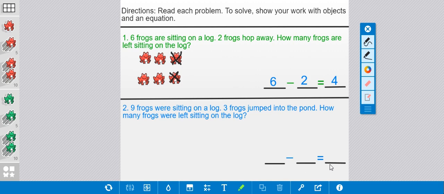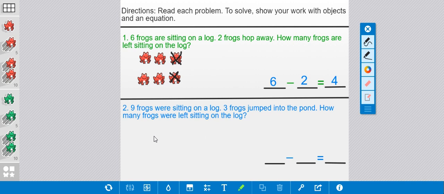All right, now let's get to our next subtraction story problem. So I have my equation already down here ready for me. I have my subtraction sign or my minus sign and my equal sign. So I have: 9 frogs were sitting on a log. 3 frogs jumped into the pond. How many frogs were left sitting on the log?